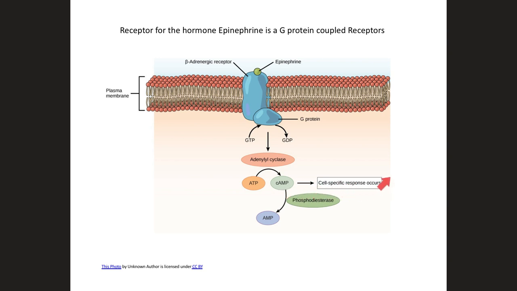Something happens in the cell as a result of the formation of cyclic AMP. And once cyclic AMP has done its job, an enzyme breaks it down into AMP, which then is going to form ATP again later on.